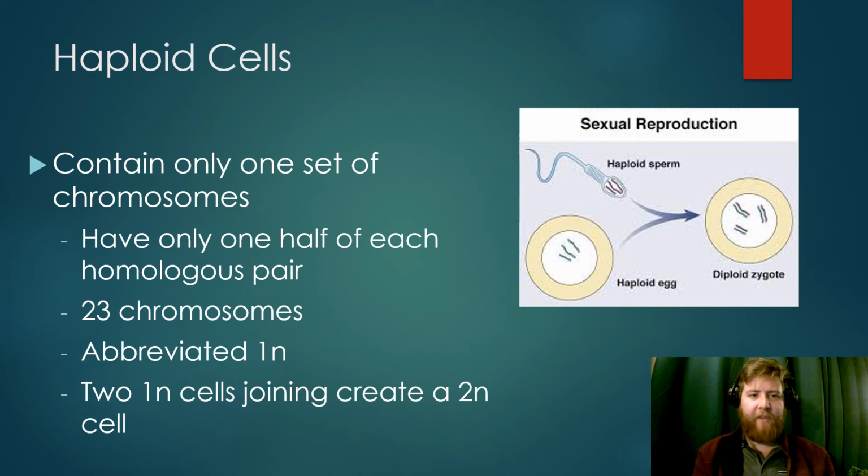These haploid cells only contain 1 set of chromosomes. So in these guys here, this egg and the sperm each only have 3 chromosomes, and they will combine to make this zygote that has 6. So each one of these has half of what the new organism will be. They have 23 total chromosomes in humans, and we abbreviate them 1N. As these two 1N cells join, they will create a 2N cell, this 2N zygote.